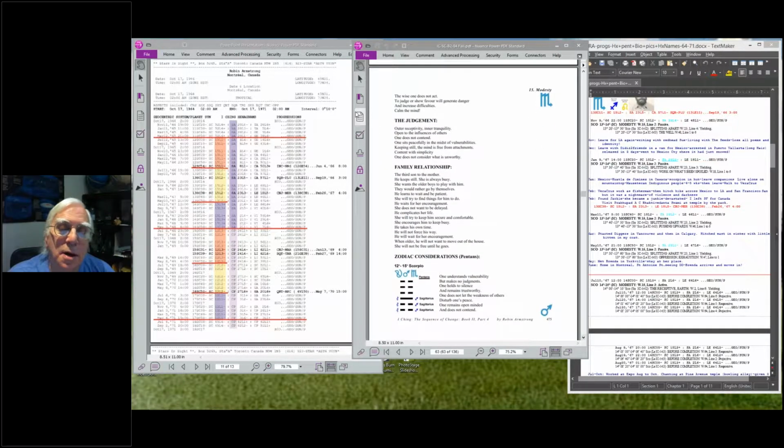So there's a family relationship, which I'm not going to read. There's a zodiac consideration, which is how it relates to the pentans, how the Scorpio and the Sag pentans come into this. So one understands vulnerability but makes no judgments. One holds to silence and remains trustworthy. One does not let the weakness of others disturb one's peace. One remains open-minded and does not contend.